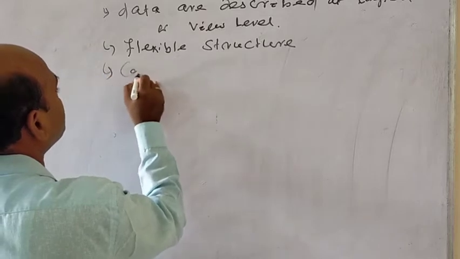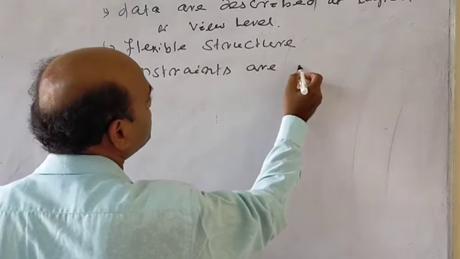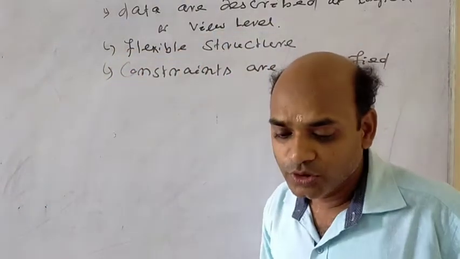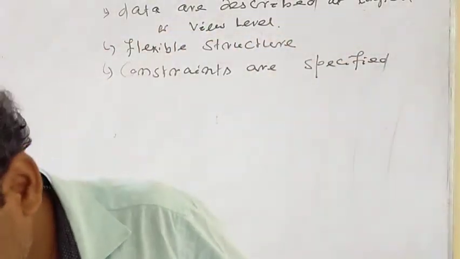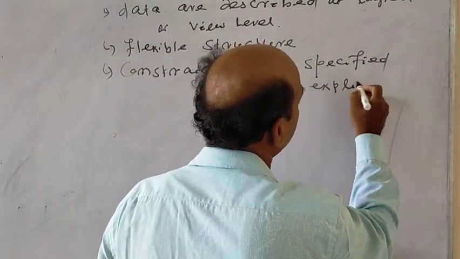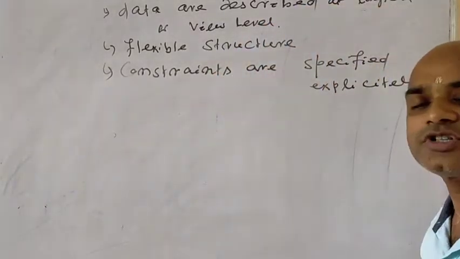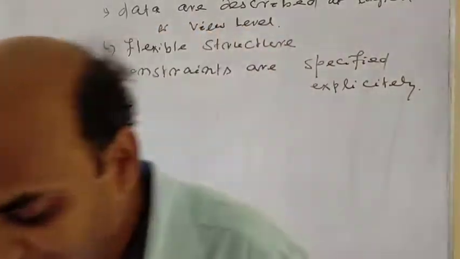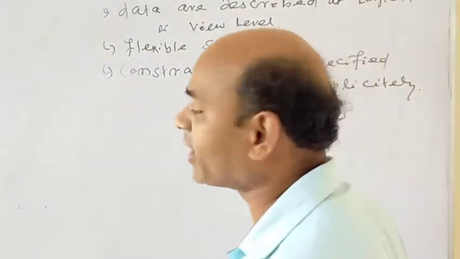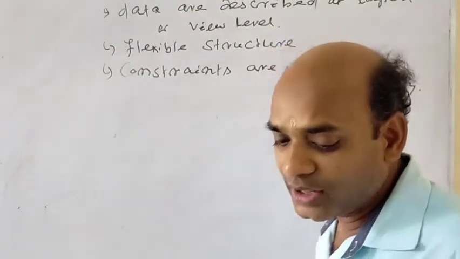Here some constraints are also specified. As it is a logical structure, database constraints are specified explicitly. You can add them here explicitly. This data constraint must be specified explicitly in this object-based data model. So there are different types of models, several widely used models.